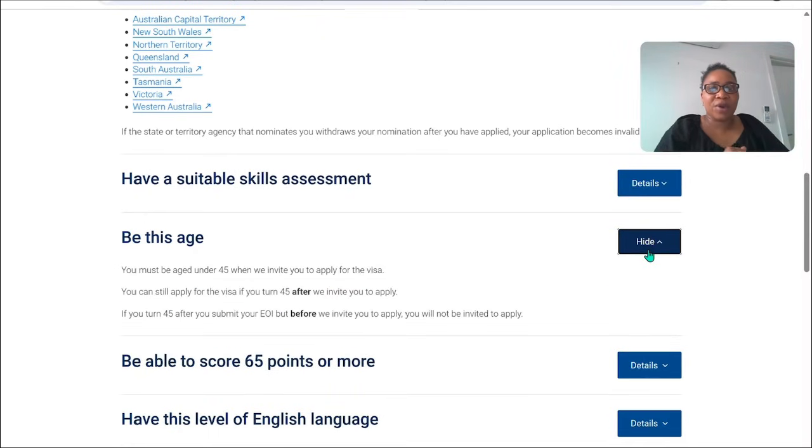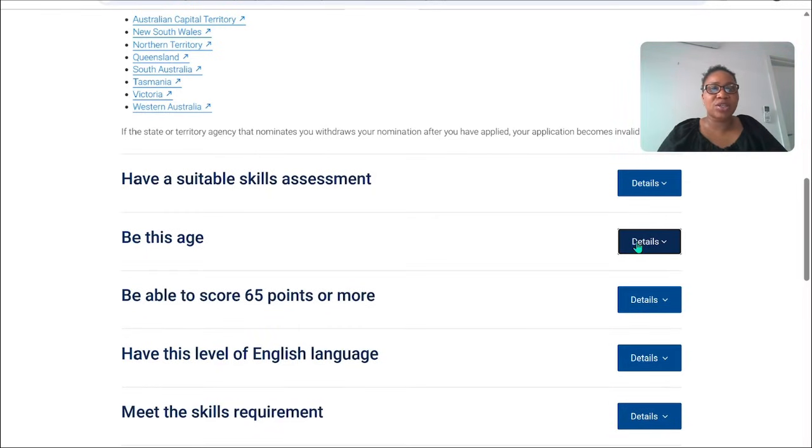And then for age, you need to be 45 years old and below for you to apply for this visa. You can still apply for the visa if you turn 45 after we invite you to apply. So even if you turn 45 after the invitation, you're still okay. But for you to be invited, you need to be 45 years and below. That's the thing with age.